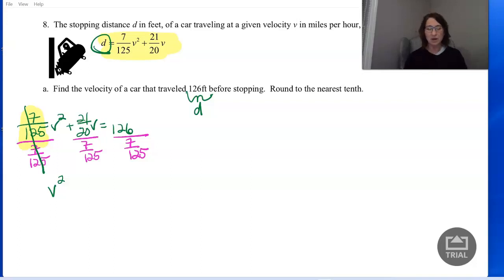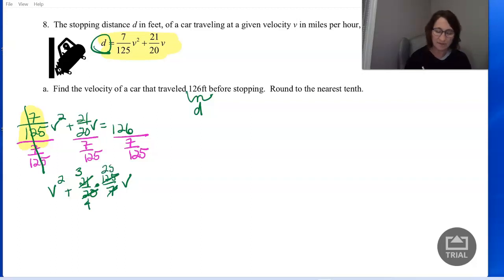So we can think of this as 21/20 times the reciprocal of that denominator, 125 over 7, and v. I know that 7 goes into 21 3 times, and 20 and 125 share a common factor of 5. So 20 divided by 5 is 4, and 125 divided by 5 is 25.